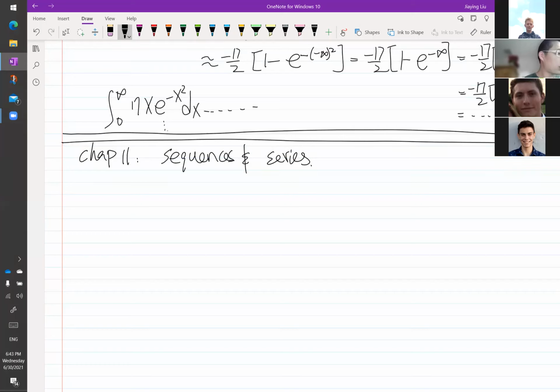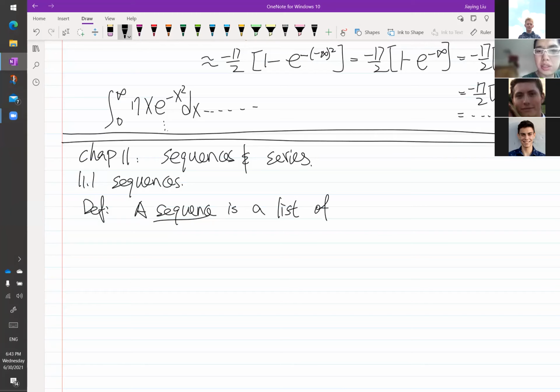So let's just do a quick review. I don't know if you remember. So 11.1 is on sequence. So what is a sequence? Definition: a sequence is just a list of numbers. It could be a finite sequence or infinite. So the list could be finite or infinite. For now, we're only going to focus on infinite sequences.